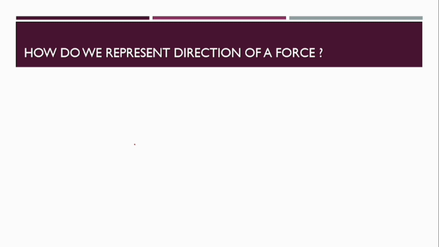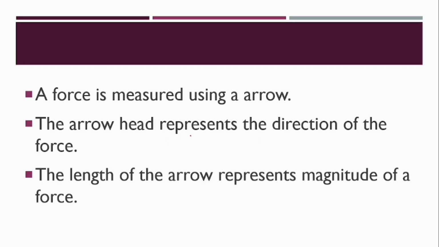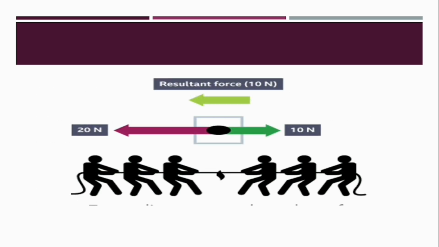So students, direction is simply represented by an arrow. The arrowhead represents the direction and the length of the arrow represents the magnitude. A force is represented using an arrow. The arrowhead represents the direction and the length of the arrow represents the magnitude of a force. Consider this example. The arrowhead is showing the direction and the length of the arrow is showing the magnitude of the forces.